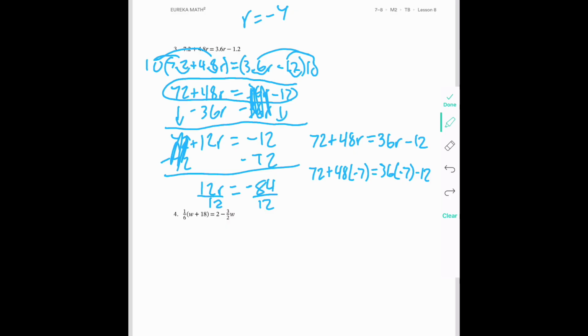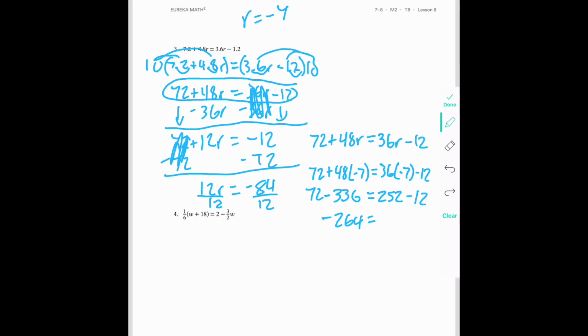That would be do PEMDAS. So 48 times the negative 7 would give you a minus, because it's negative now, 336. 72 still in the front. 36 times negative 7 would give you 252 minus 12. All right, so then 72 minus 336. So you did not have enough, so your number's going to go into the negative. So that would be negative 264.